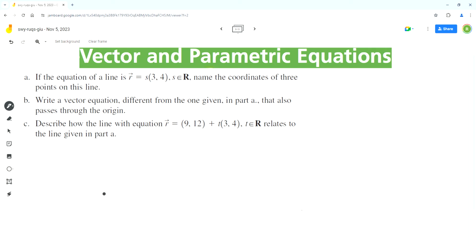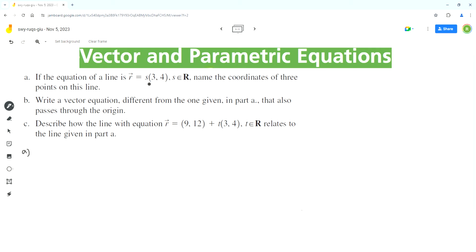So in this video, we'll solve this problem using the concepts of vector and parametric equations for lines in R2. So let's start with part A. If the equation of a line is r equals s(3, 4) and s can be any real number, name the coordinates of 3 points on this line.